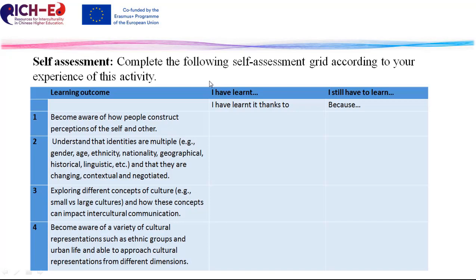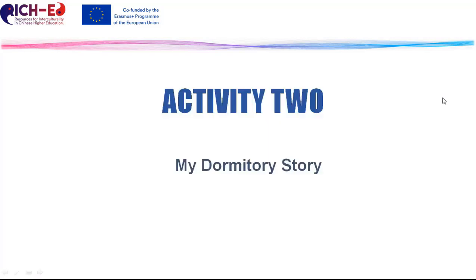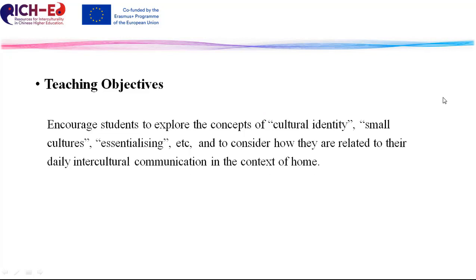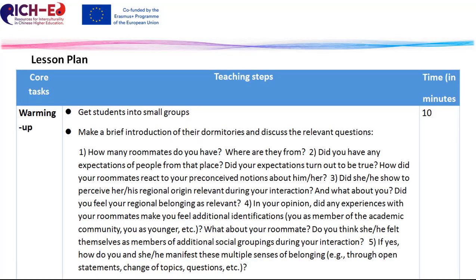At the end of the activity, students are going to complete the following self-assessment grid according to their experience of this activity. And that's all for the first activity. Activity 2 is My Dormitory Story. This activity encourages students to explore the concepts of cultural identity, small cultures, essentializing, etc., and to consider how they're related to their daily intercultural communication in the context of home.